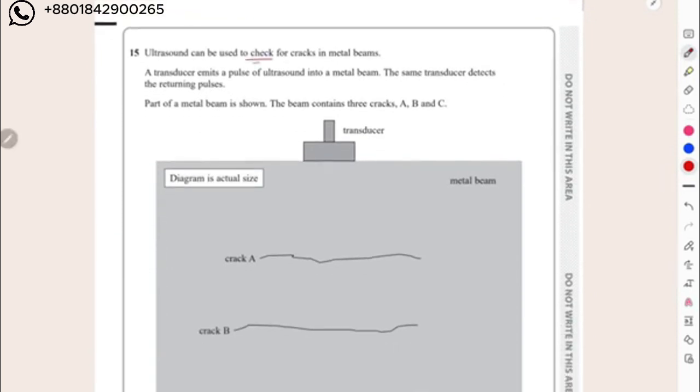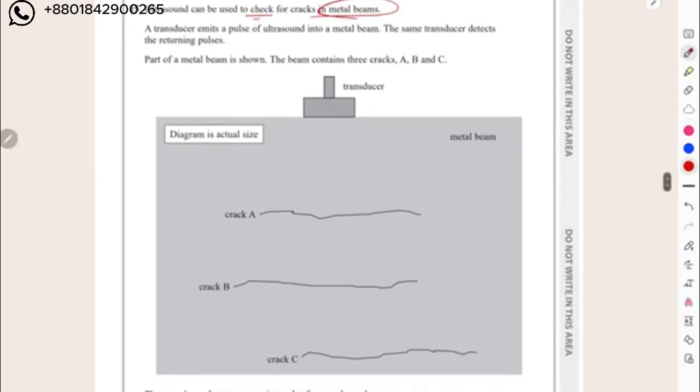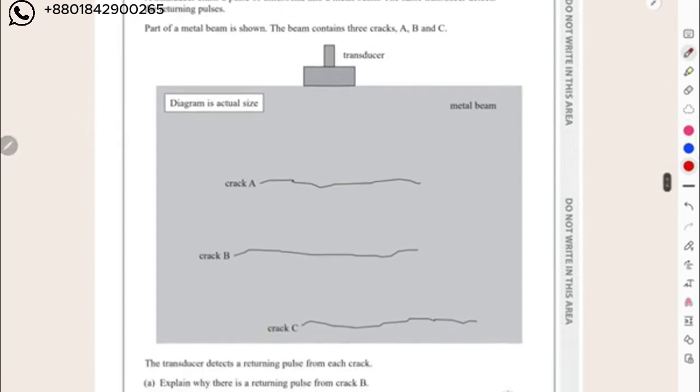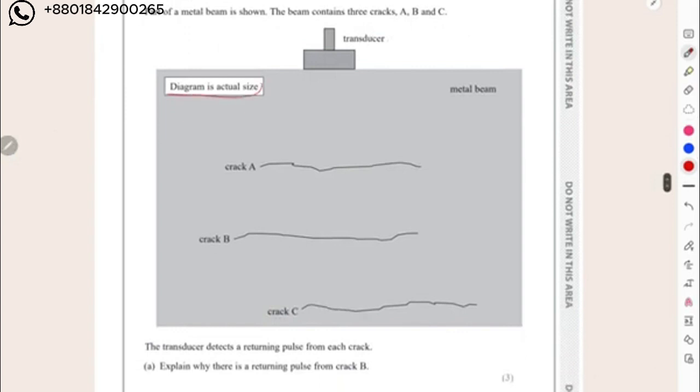Ultrasound can be used to check for cracks in metal beams. The transducer emits a pulse of ultrasound into a metal beam. The same transducer detects the returning pulses. Part of a metal beam is shown. The metal beam contains three cracks, A, B, and C. Okay, this is actually a measurable diagram. That's why they're clearly stating that this diagram is actual in size.